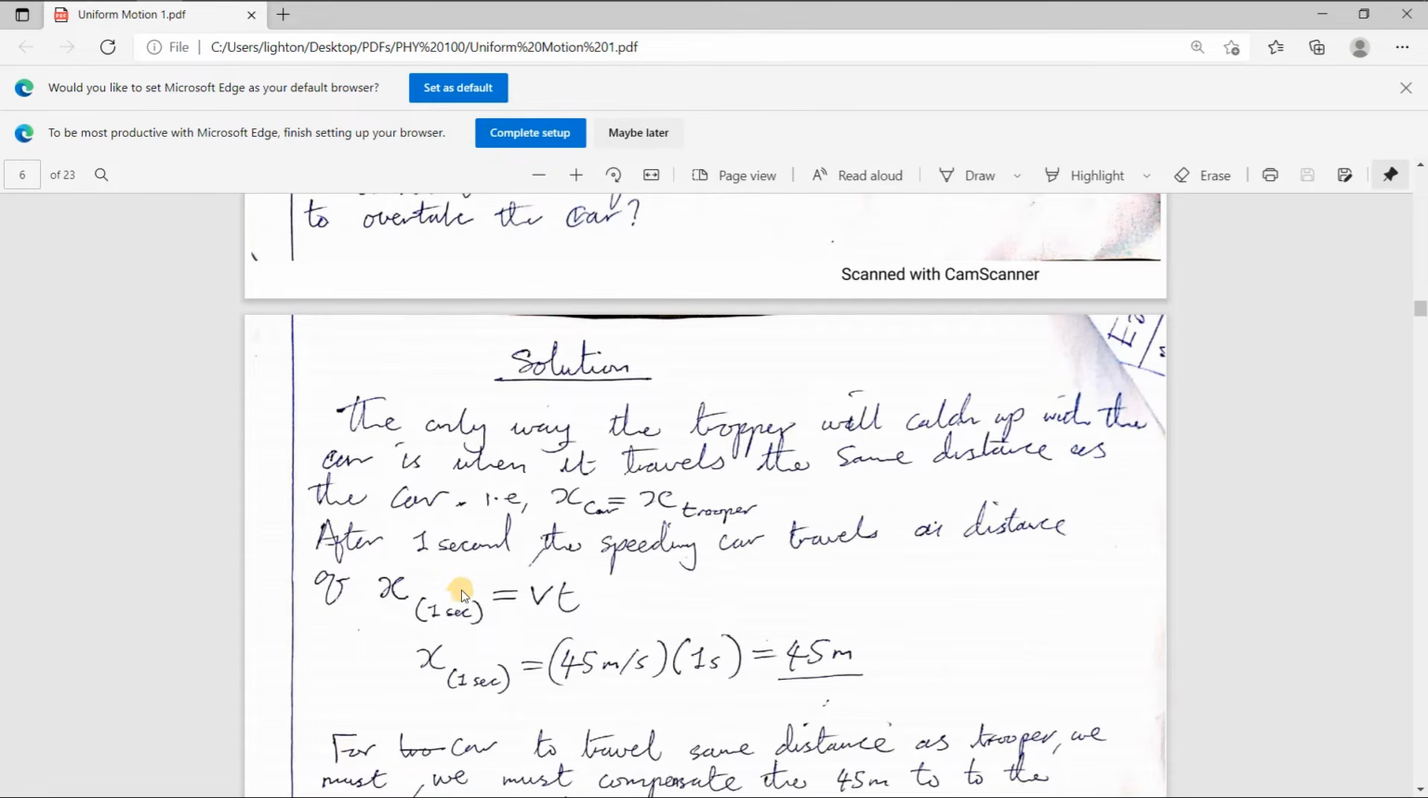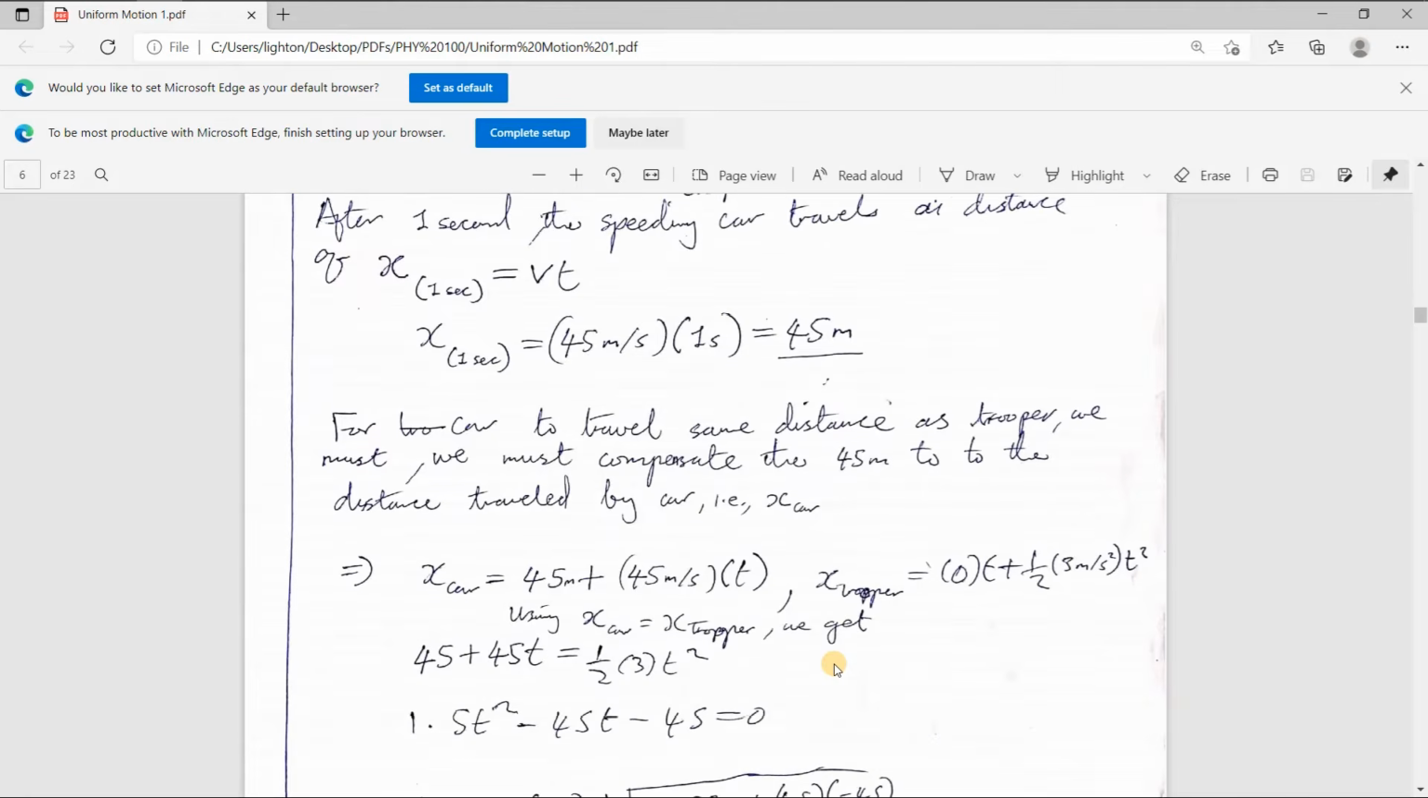So this is why, after 1 second, the car covers this distance, which is velocity times time, which is just 45 times 1 second. And this gives 45 meters. Okay, so after 1 second, this car is already ahead of the trooper by 45 meters. The car is ahead of the trooper by 45 meters.